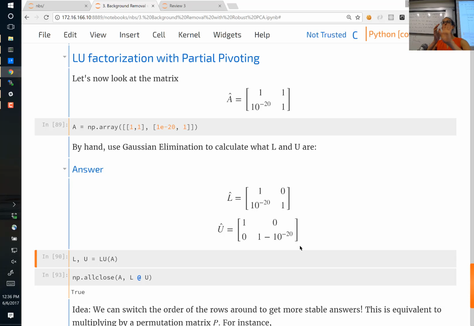Yeah, and then before we had 1 minus 10 to the 20th in our U, and it's 1 minus 10 to the negative 20th. But first I should show the punchline, which is that we take our LU decomposition of A and check if A is close to L times U, and this time it is. So that's an improvement.